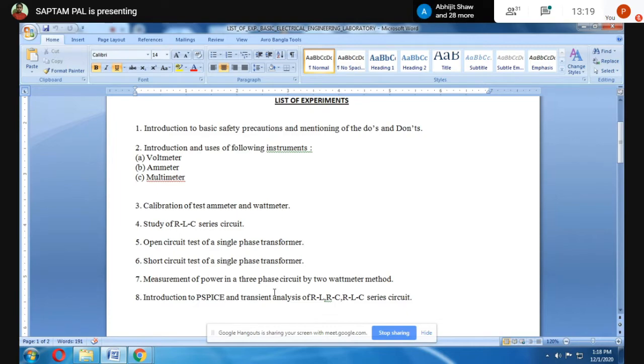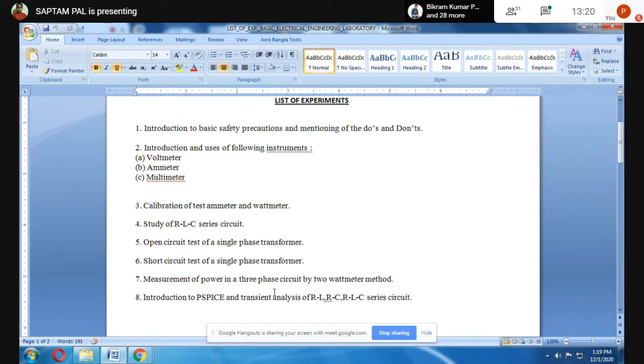Next, I told you the transformer, that is in your module 3. Here two types of transformers are there, single phase and three phase. Here we will do our experiment based on the single phase transformer. Two types of test we will perform. First, open circuit test, another one is short circuit test.